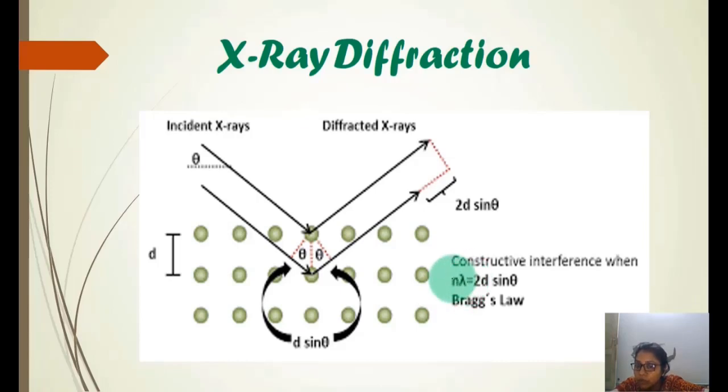If you know the order of the diffraction pattern, the wavelength of light, and the angle of diffraction, then you can calculate d, which is the interplanar spacing. This will give you the information of the lattice parameter also, which we will discuss later, but first it will give you the interplanar spacing, that is the distance between two crystal planes.